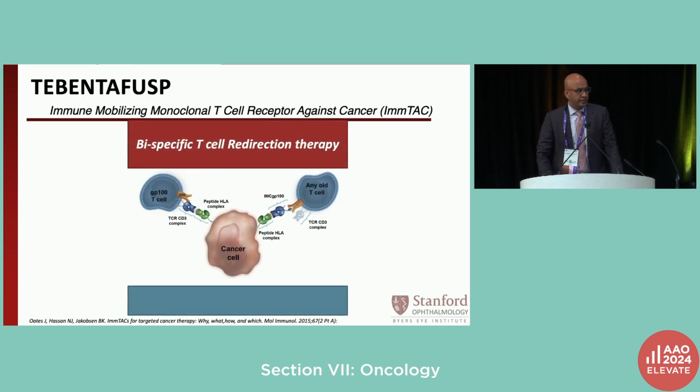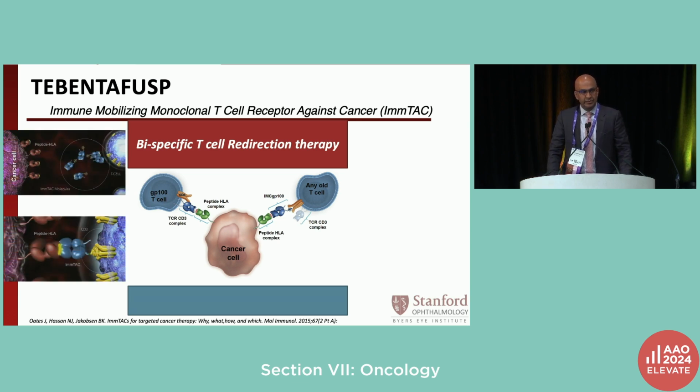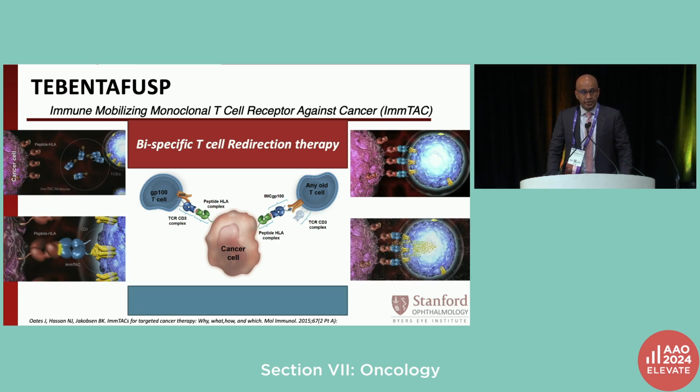The second approval was for a drug called tebentafusp. This is the first-in-class bispecific T-cell redirection therapy. By infusing these ImmTAC molecules, they attach themselves to specific GP100 signals on the metastatic melanoma cells, and then they recruit T cells to come in and cause an immune response to the metastatic melanoma cells in the liver.